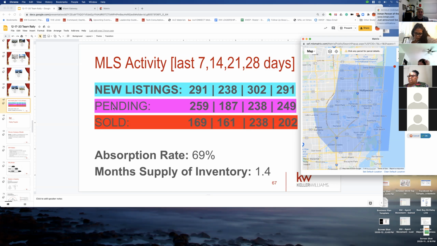An interesting statistic here is look, 249 properties went under contract, which is almost 100% absorption of going under contract. But as many of you know and or will find out, not everything that goes under contract closes.